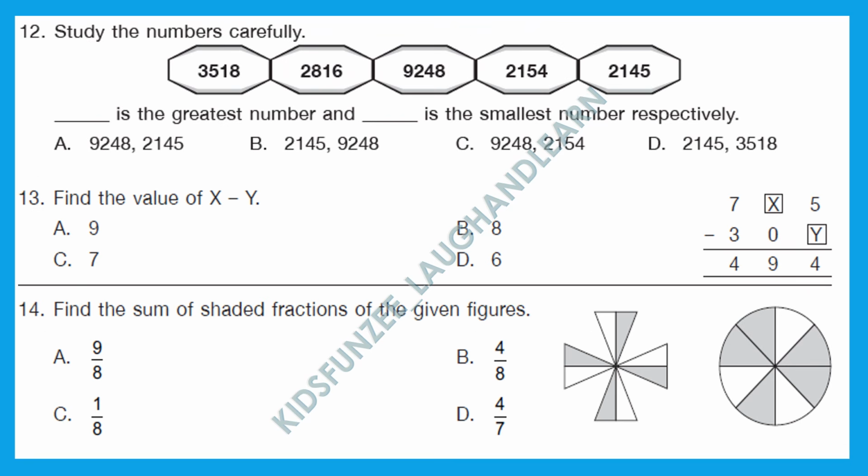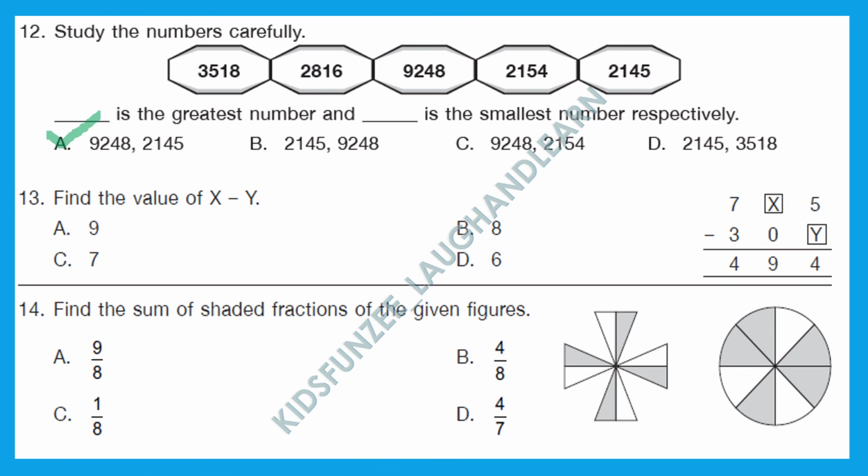Question 12. Study the numbers carefully. So we have a certain set of numbers and we have to find the greatest number and the smallest number over here. All we can see are in thousands. So let's find the greatest number. Out of these, the greatest number would be 9248 because we can see the 1000 value is highest in this. And the smallest number is going to be 2145. So for us the right answer is option A.